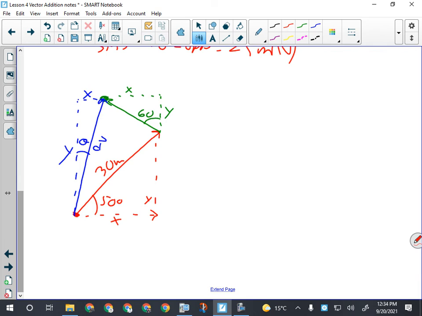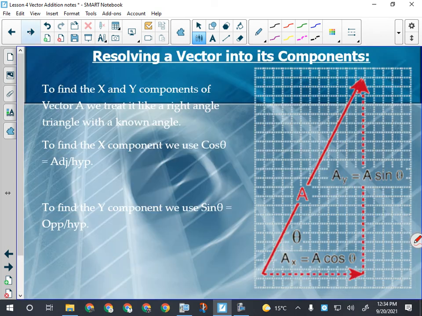You don't need to draw that yet. We're going to do one like that in a few minutes. So that's what we just did: find the x and y components. We used some trigonometry.